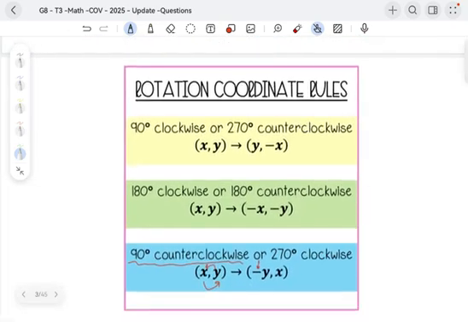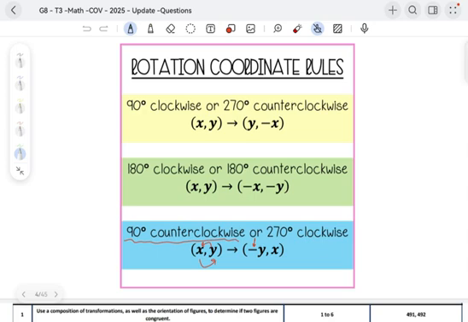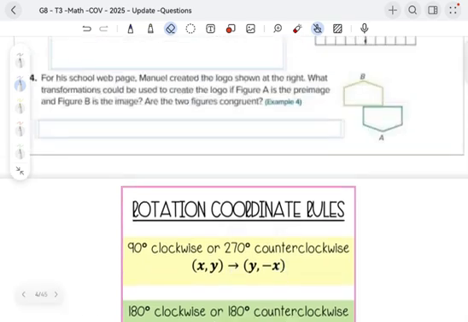These are the rules. For 90 degrees counterclockwise, as you can see here, we're gonna swap the position of Y with X, and then we're gonna put a minus sign for the Y value. So for example, if we have 5 and 3, we're gonna change their position. So it will be 3 and 5, and then we put the opposite sign for the Y value. So it will be -3, 5. Let's go back to our question.